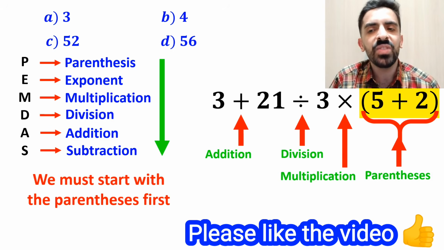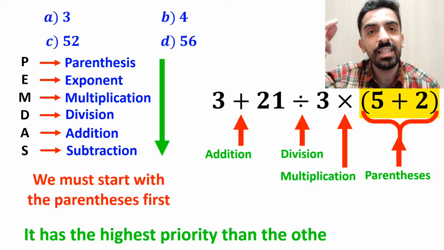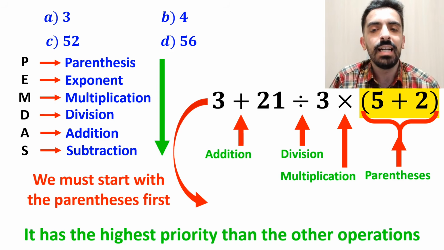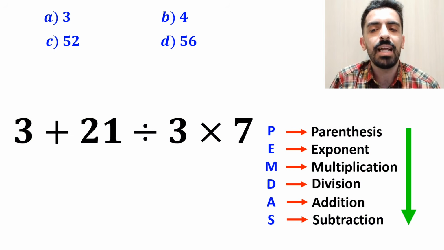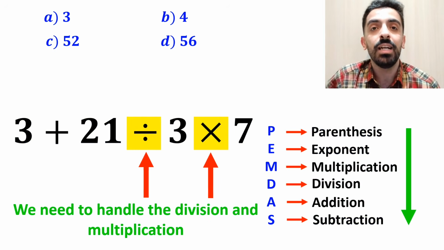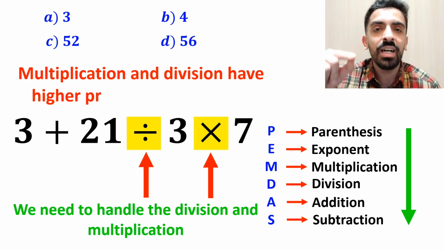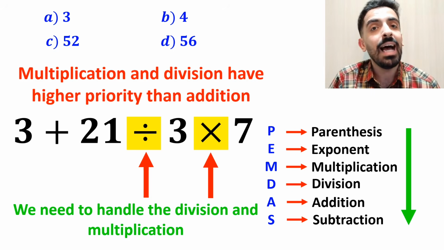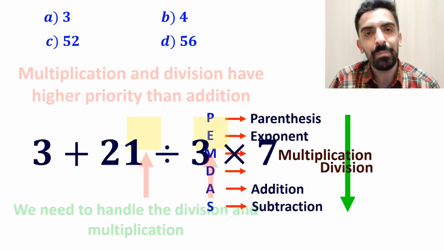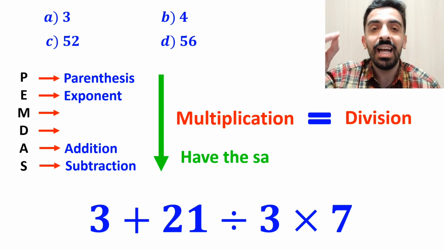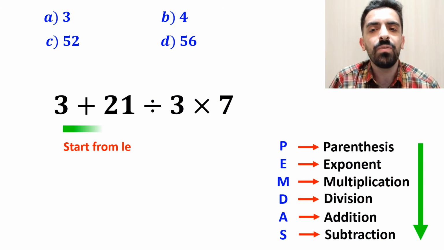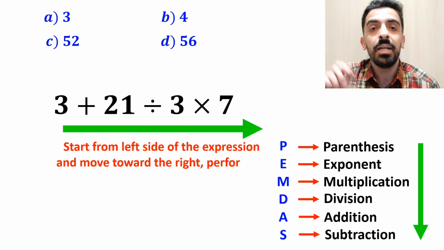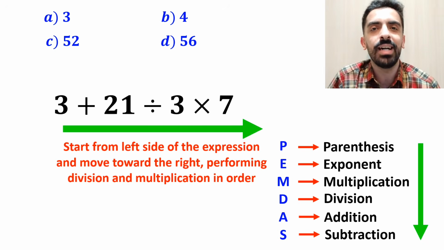We must start with the parentheses first, because it has the highest priority of the operations. So, instead of this expression, we can write 3 + 21 ÷ 3 × 7. In the next step, we need to handle the division and multiplication, because multiplication and division have a higher priority than addition. However, it's very important to note that in the PEMDAS rule, multiplication and division have the same level of priority. In this case, the best thing to do is to start from the left side of the expression and move toward the right, performing division and multiplication in order.